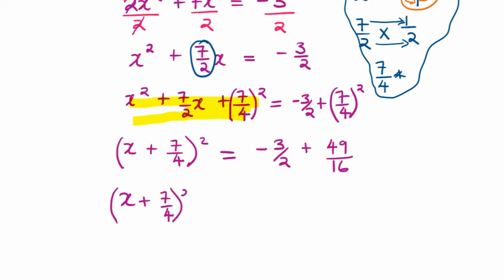From there we can continue by saying x plus 7 over 4, this one is squared. We are working with what is on the right hand side. Here we look for the lowest common multiple of 2 and 16, which is 16. 2 into 16 is 8, and 8 times negative 3 is negative 24, because there is a negative there. Then 16 into 16 is 1, and 1 times 49 gives us 49.